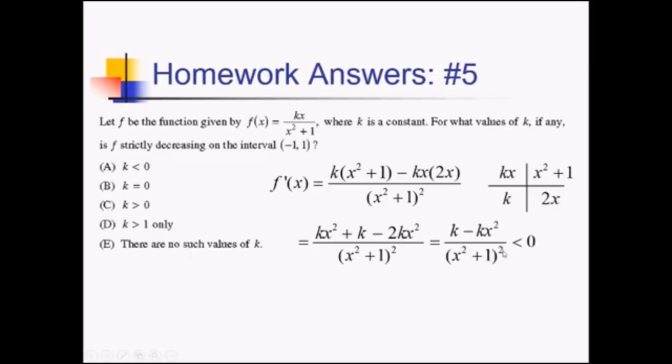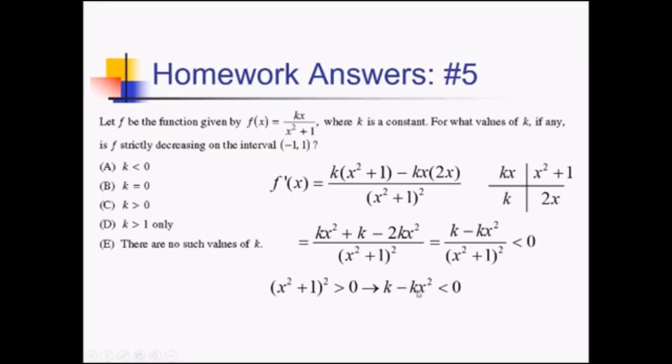Really, this 2 outside here would have done it. So x squared plus 1, the denominator, we know for a fact is positive, is greater than 0. What that means is for this whole fraction to come out negative, it must be the numerator, k minus kx squared, that comes out less than 0. Well, what values of k will make the numerator less than 0? To figure that out, it would be a lot easier if we were in a situation where we had multiplication instead of subtraction, so we could use more sign analysis.